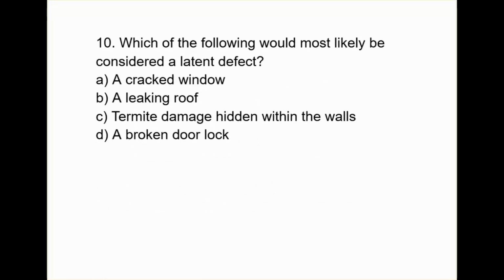Which of the following would most likely be considered a latent defect? A, a cracked window. B, a leaking roof. C, termite damage hidden within the walls. D, a broken door lock.